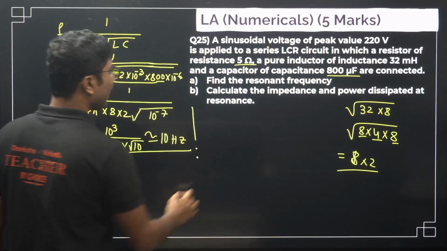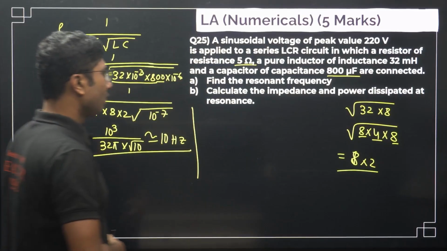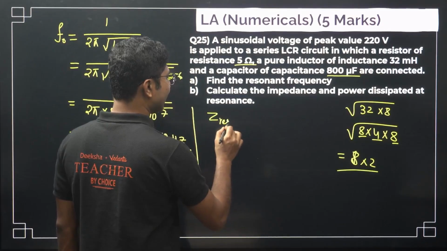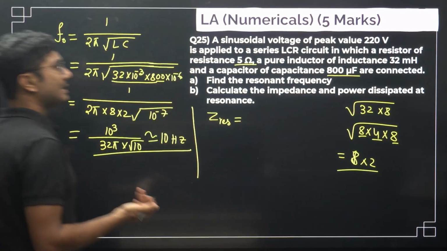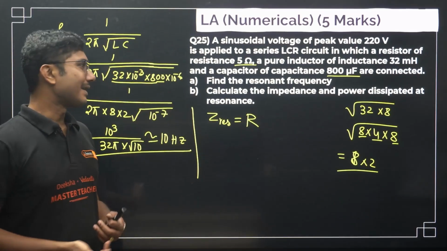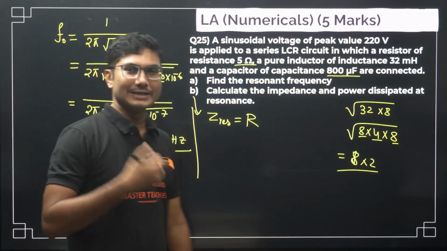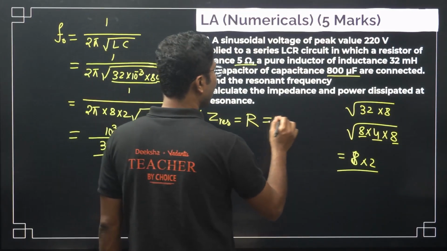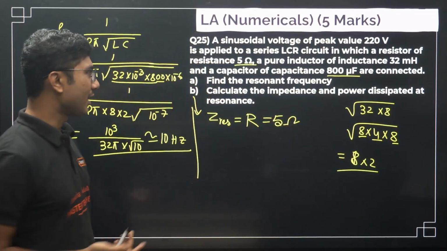Now what next is calculate the impedance and power dissipated at resonance. So impedance at resonance, you don't need to calculate anything. Impedance at resonance is equal to the resistance of the circuit, because XL is equal to XC, so XL and XC cancel each other. So at resonance it is nothing but 5 ohm.